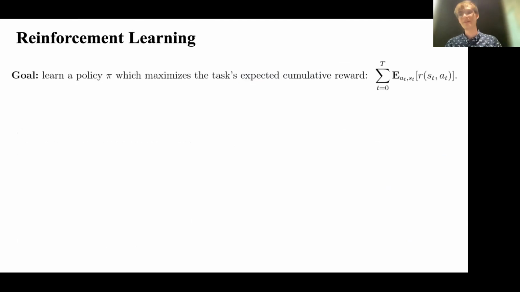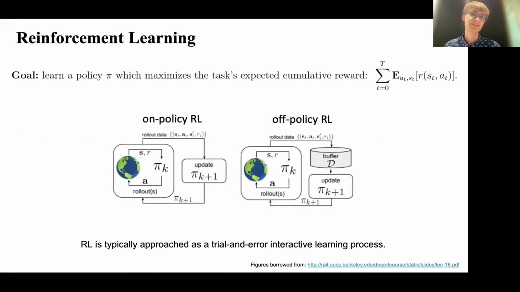Now that we've defined the setting that we're in, let's look at how we learn these agents to optimize this. In reinforcement learning, our goal is to learn the policy that maximizes the expected utility. This is typically done through a trial and error iterative learning process: we take our policy, we go out and interact in the environment, we get back some interaction data, and then we update our model.